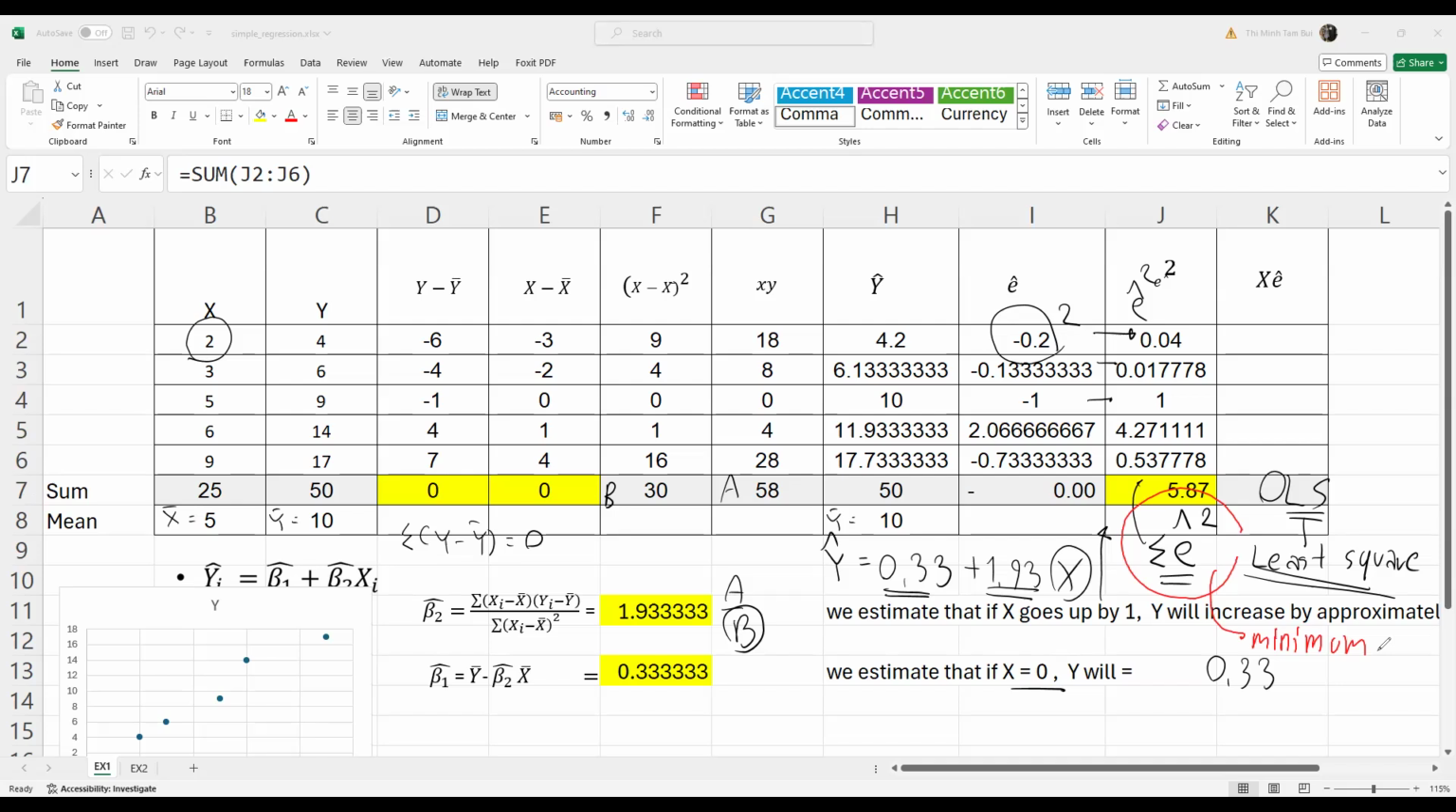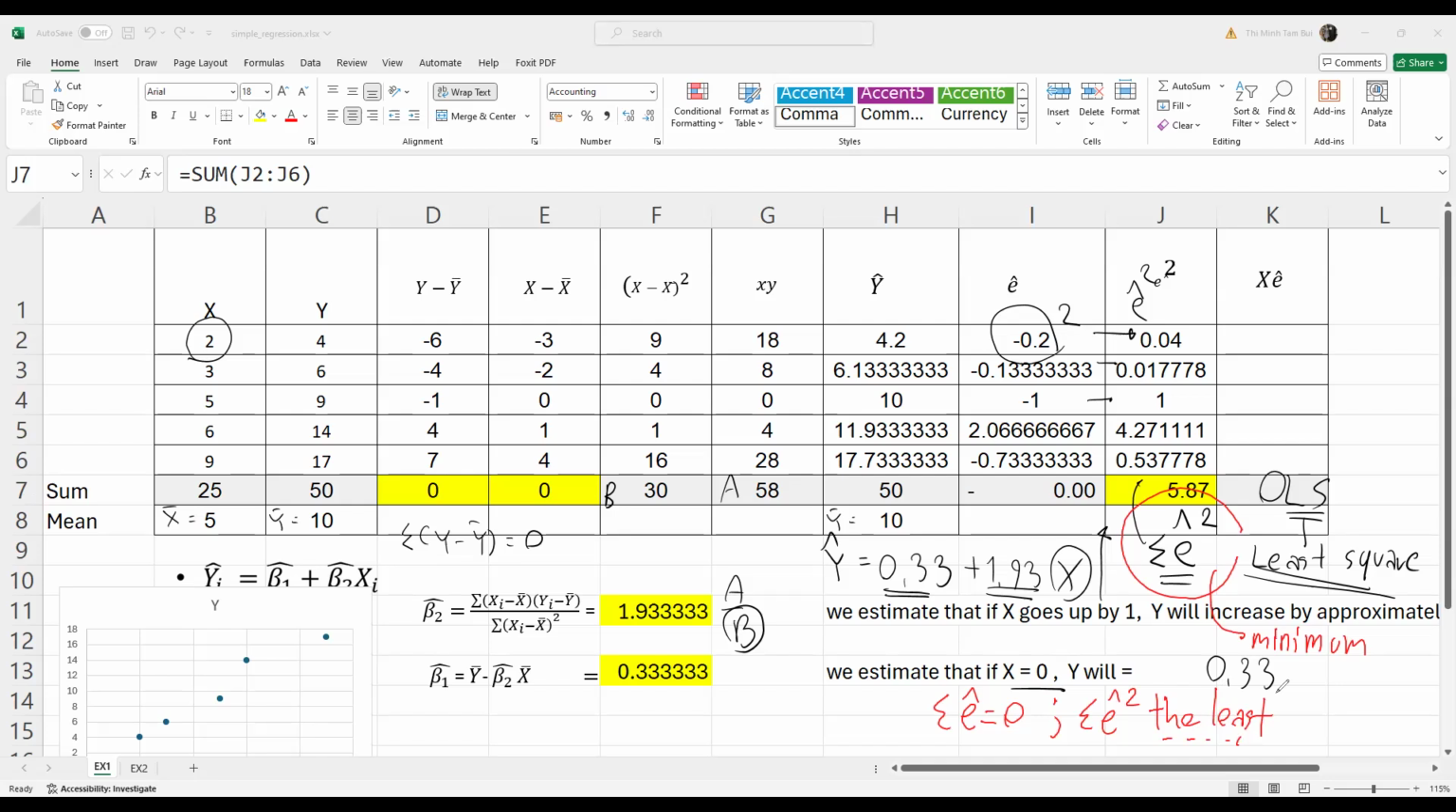Why is it so important? Later, I will show you. But for now, this is ordinary least squares, OLS, and this is the value they try to minimize. So we know that sigma error hat equals 0 and sigma error hat square is the least.